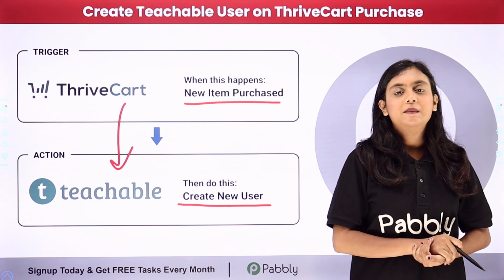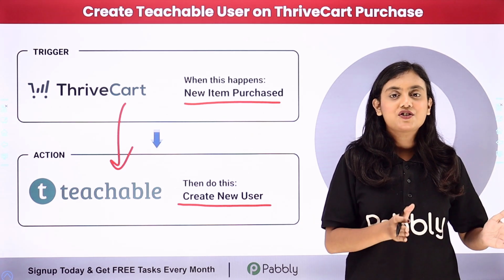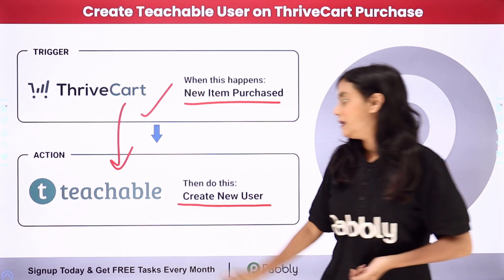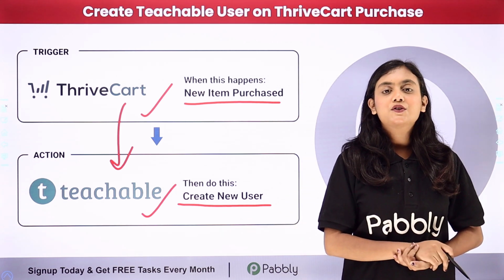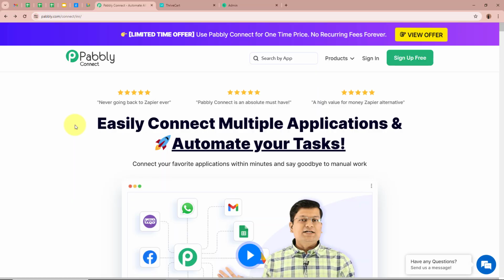and Teachable with the help of Pabbly Connect. Pabbly Connect runs on two concepts, that is trigger and action. In this process, my trigger application is going to be ThriveCart and my action application is going to be Teachable. So if you want to learn how to do this amazing automation, then let me take you all to my screen. In this video, we're going to learn how to create a Teachable user on ThriveCart purchase.